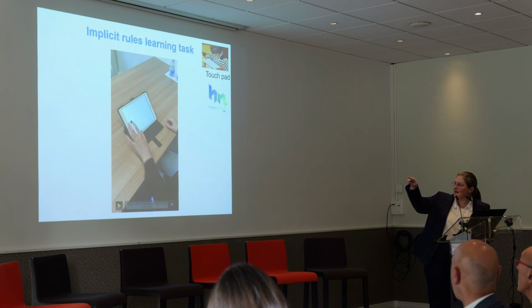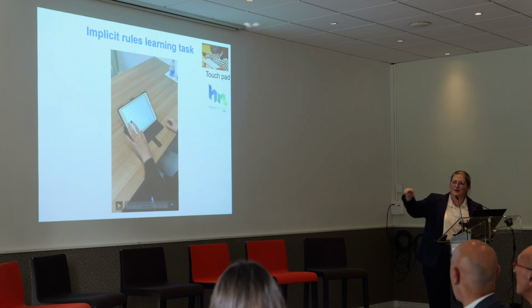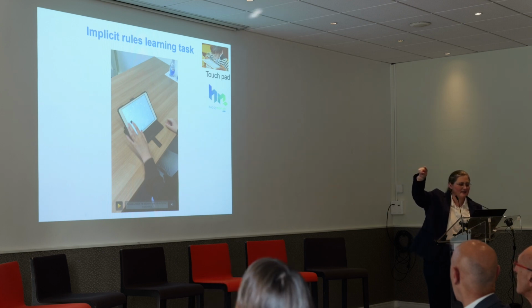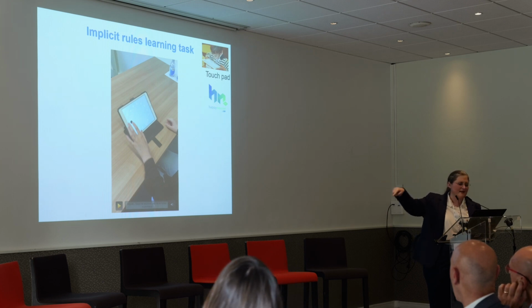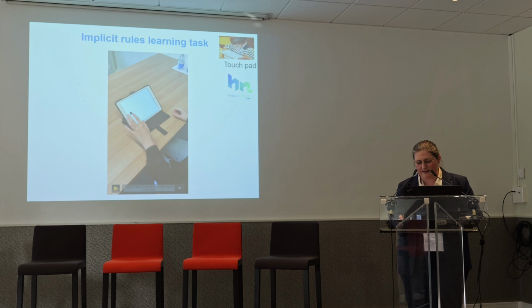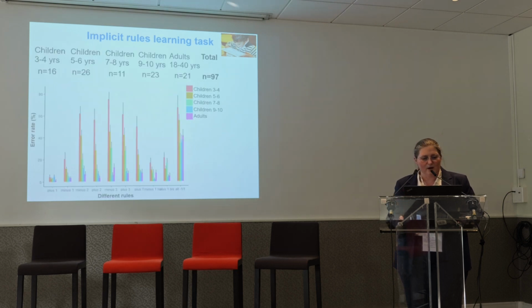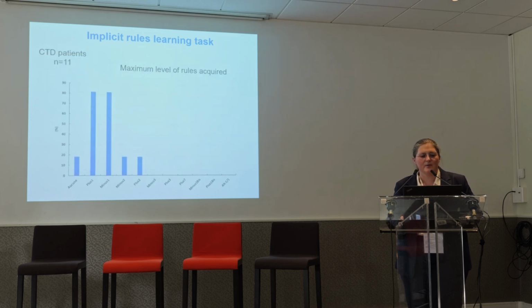Does not matter. Basically, the first rule is to go from one circle in the right direction, and then in the other direction, and then one out of two, and then one way, the other way, one out of three, and it's getting more complex. Of course, all the children aged 3 and more can perform the simplest rule, which was very important for us. Then we checked the maximum level of rules acquired by the participant, and this concerned only 11 patients out of 14 who were able to do this test.